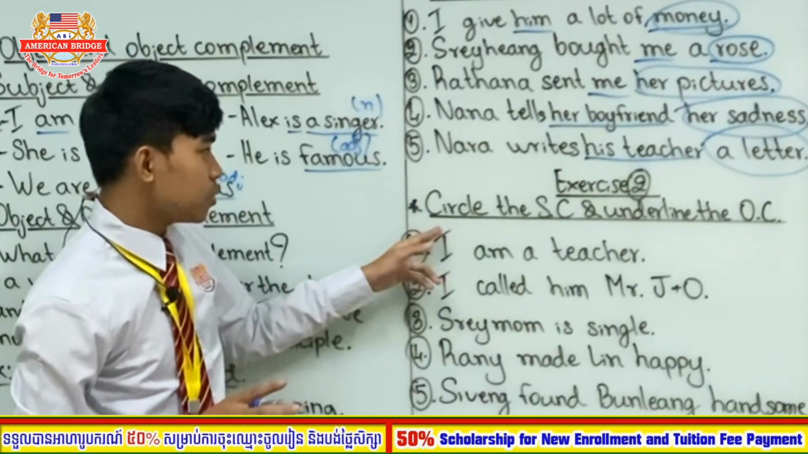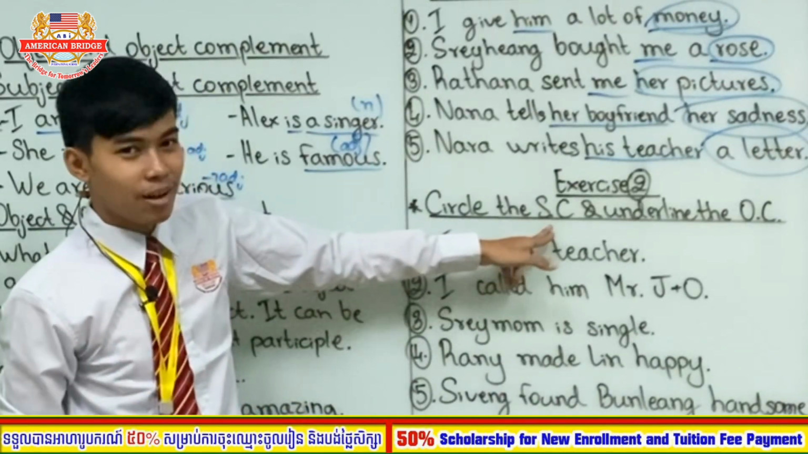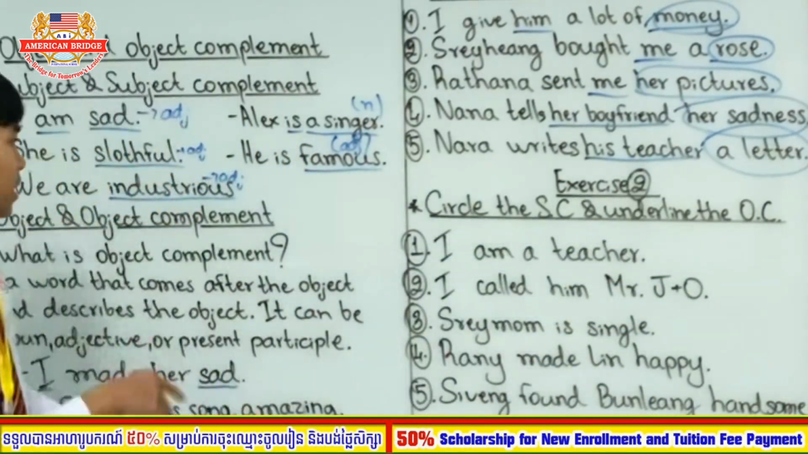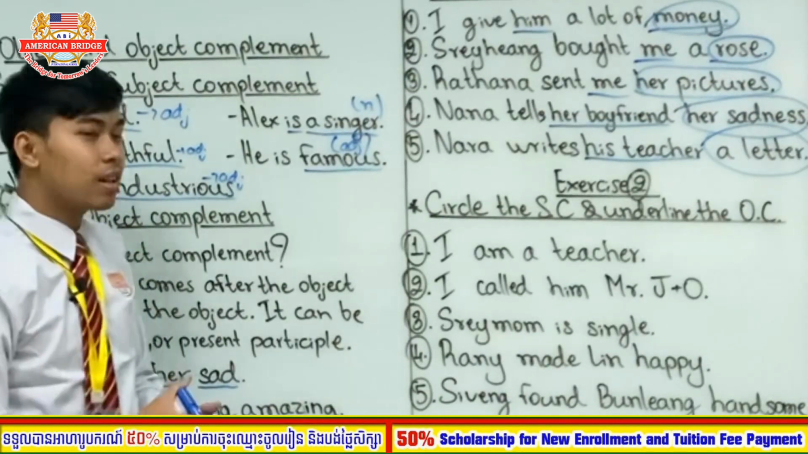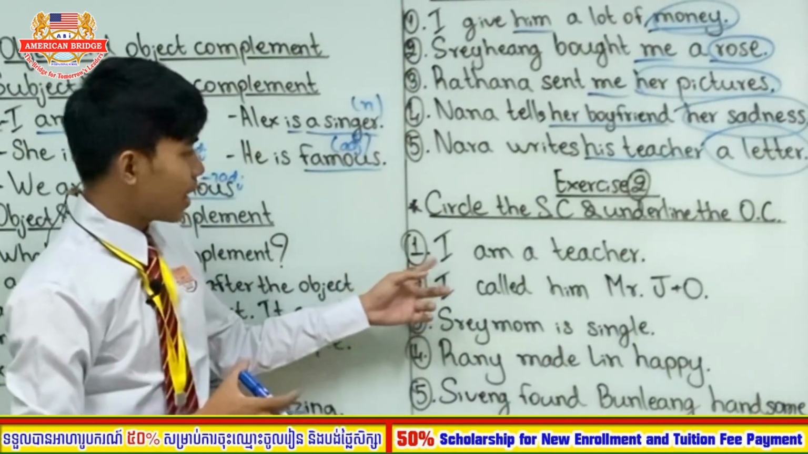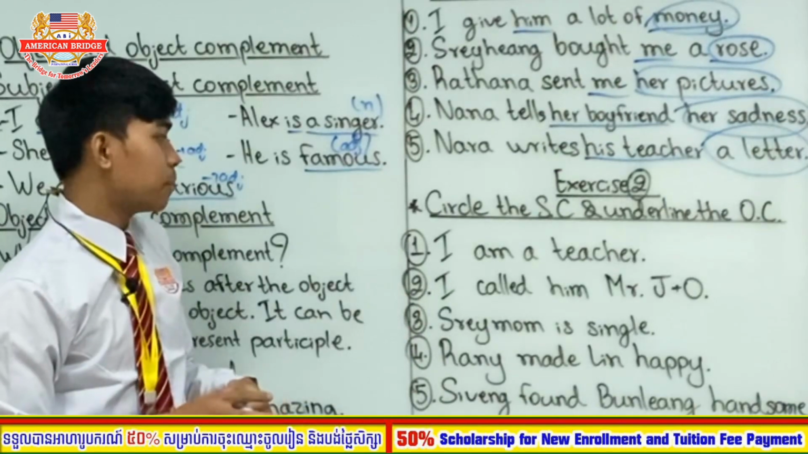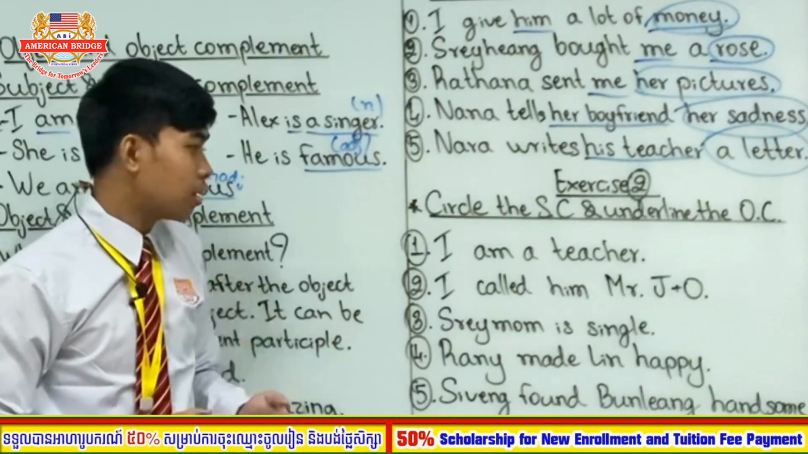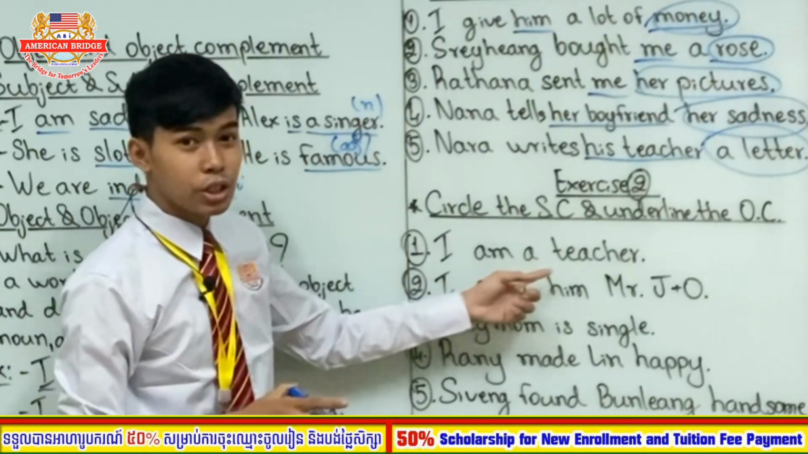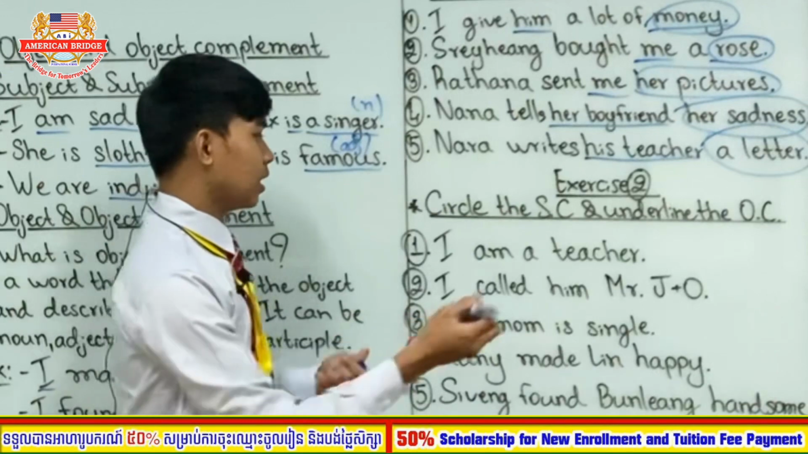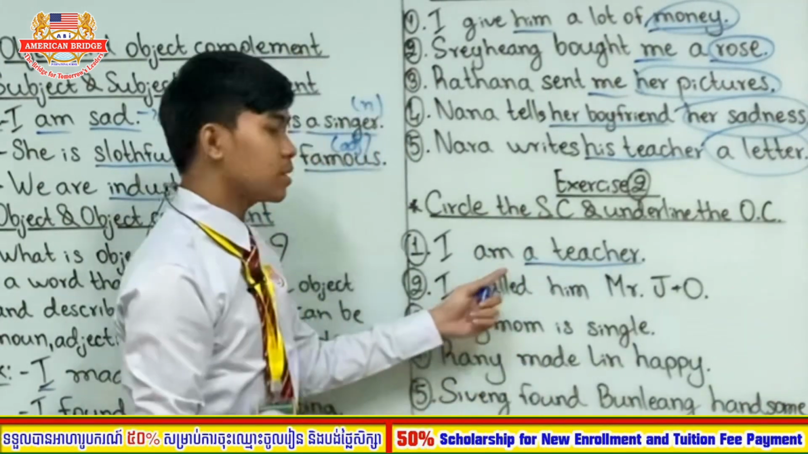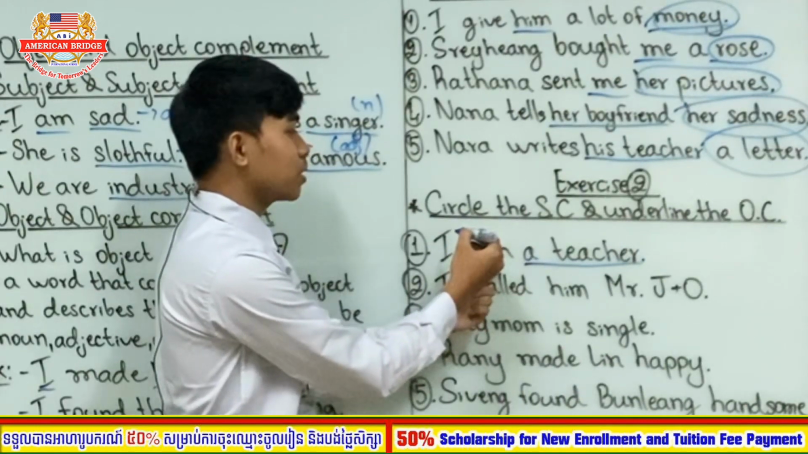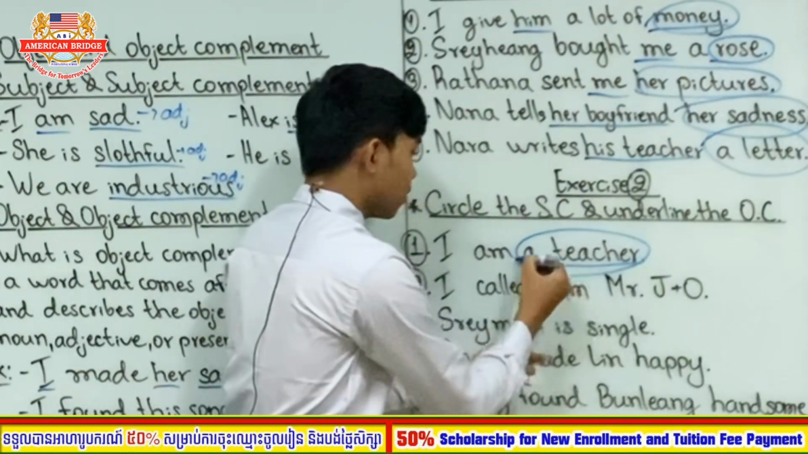So exercise 2, circle the SC. SC is subject complement and underline the OC. OC here is object complement, right? Okay, so let's go to number 1. I am a teacher. So is it about subject complement or is it about object complement? I am a teacher. So here the word a teacher, it comes after a linking verb am and it describes the subject I, right? So it is the subject complement, right? So we have to circle, okay?